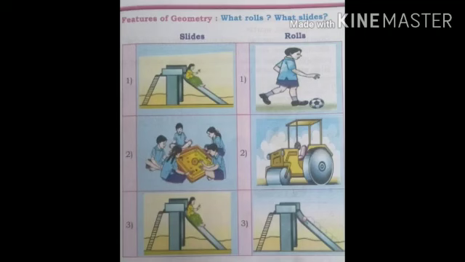Students, look at the picture. What can you see there? You can see some activity. What is that? Slides and rolls. Some objects roll and some slide. Now let us learn what rolls and what slides.